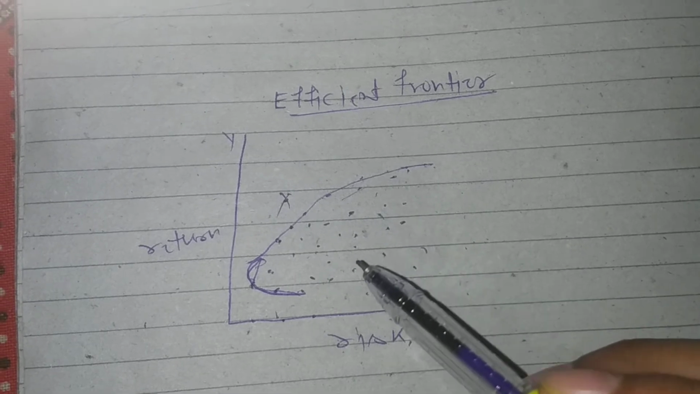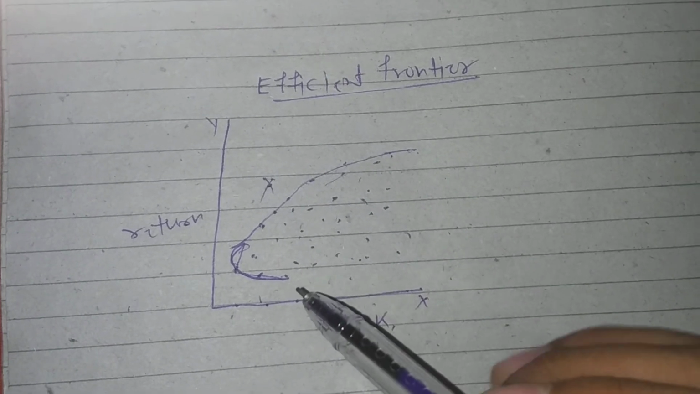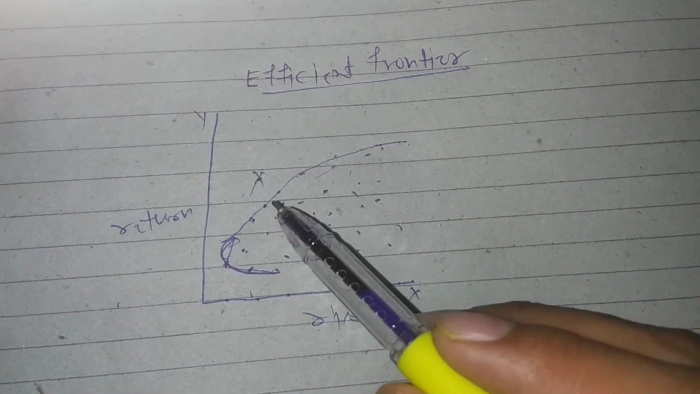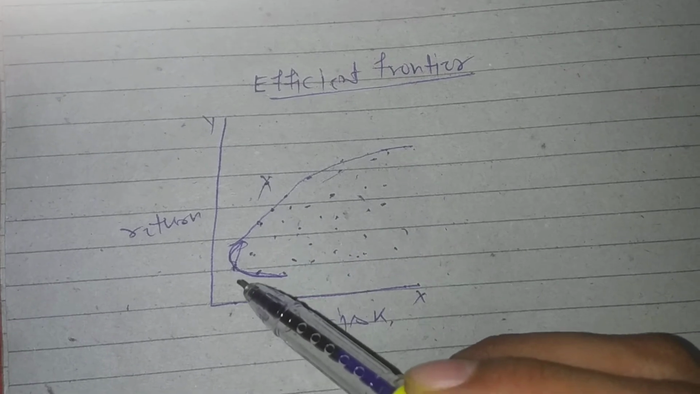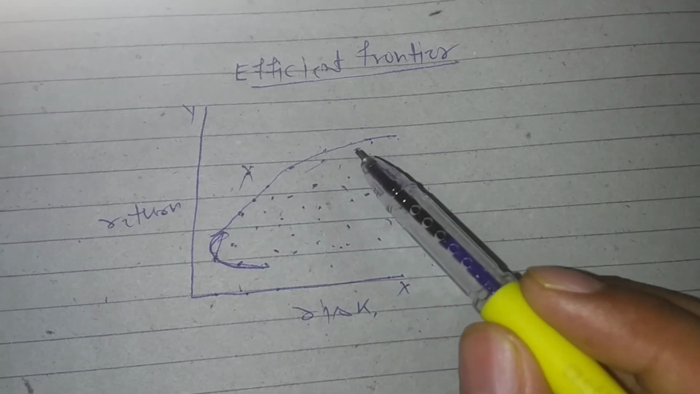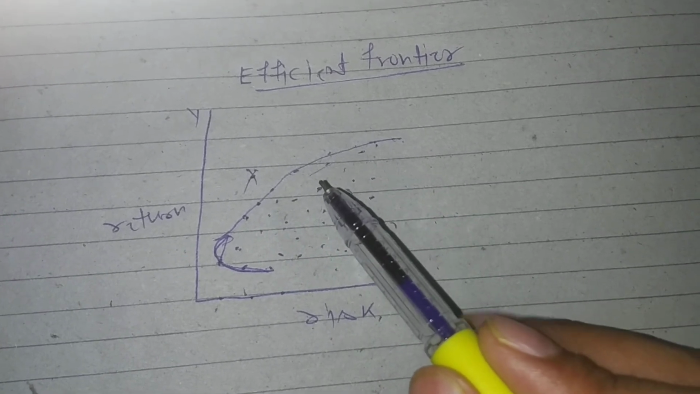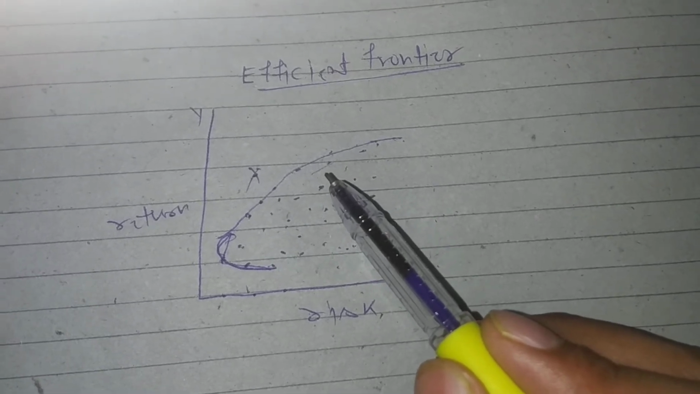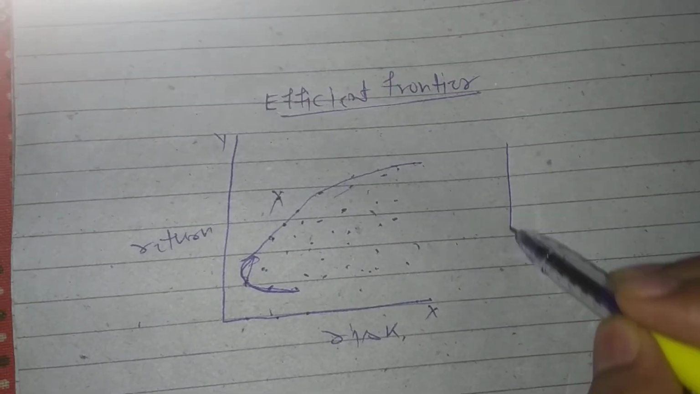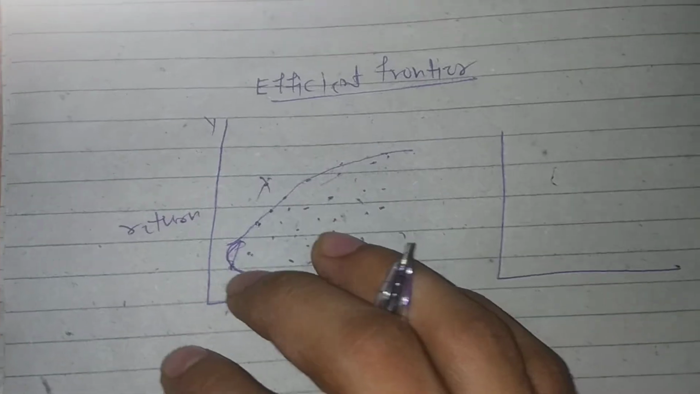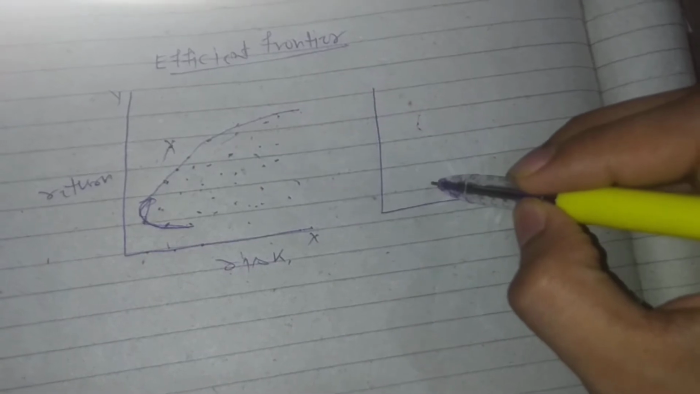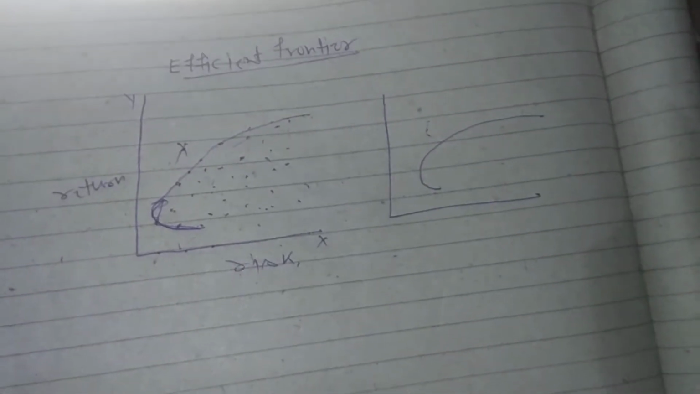It means the return level will first increase at an increasing rate, but somewhere here, as the level of risk increases, the return will not increase that much. I think this graph is not perfectly drawn because my art is not very good, but I want to make you understand the concept. It is somewhere like that.